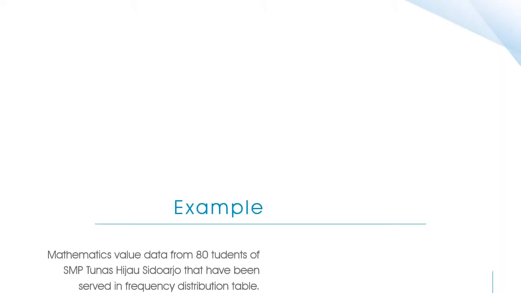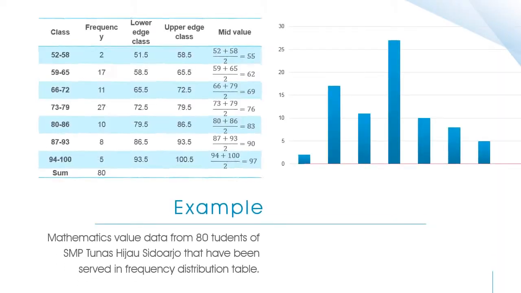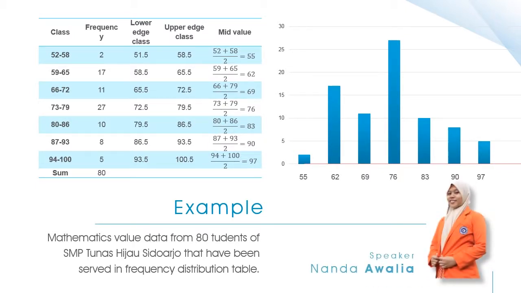To improve understanding of the polygon, look at the example. For example, mathematics value data of 80 students of SMP Tunas Hijau Sidoarjo has been served in a frequency distribution table. We want to make a graph of polygon. First, we have to find the mid value. To find the mid value, we add lower x value with upper x value and then divide it by 2. The same way to find its interval class.